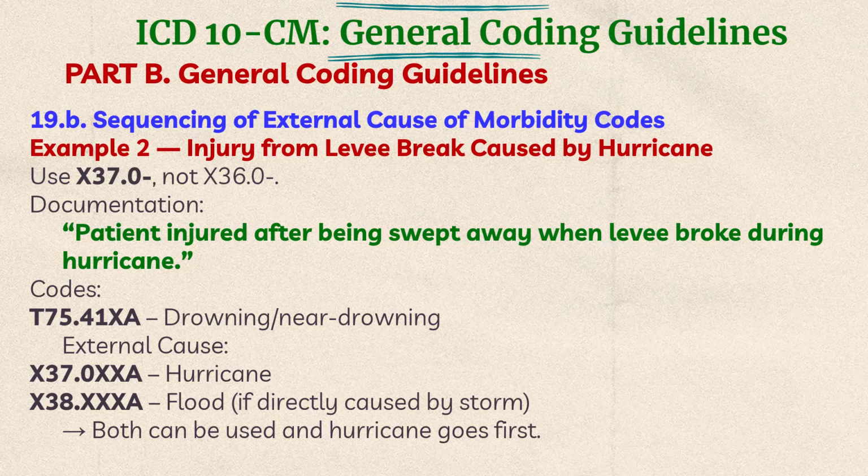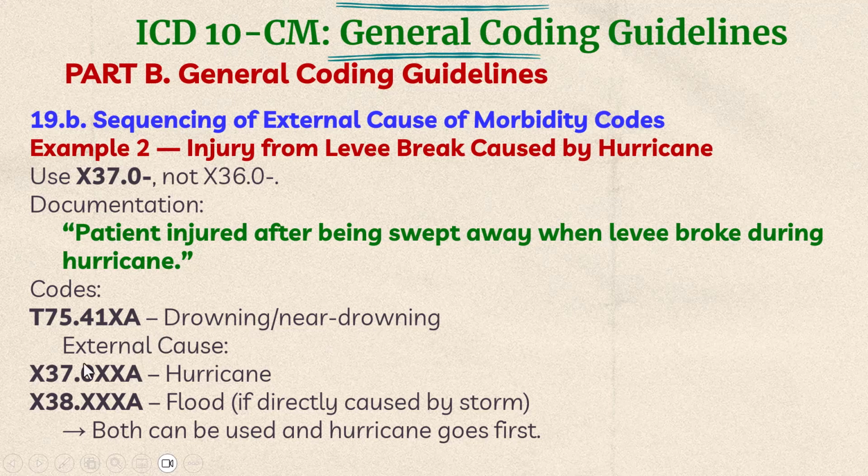Example 2, injury from levee break caused by hurricane. Here you have to use X37.0, not X36, because this levee break is due to the hurricane, not separate. So let's see the documentation. The patient was injured after being swept away when a levee broke during a hurricane. So here the code is T75.1 drowning or near drowning, if it is documented.